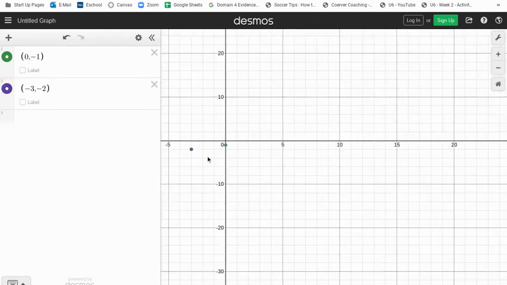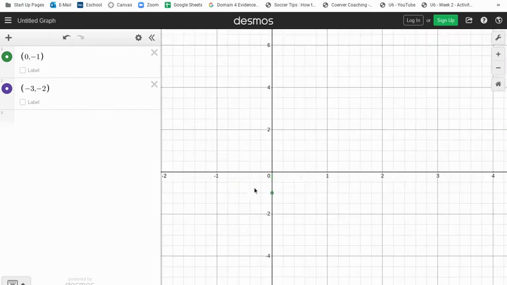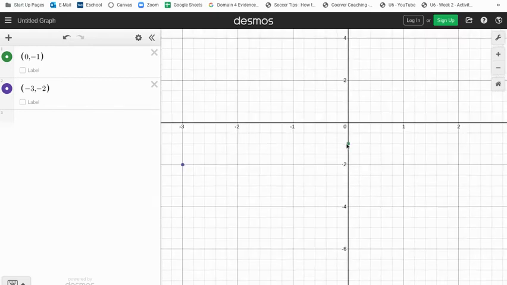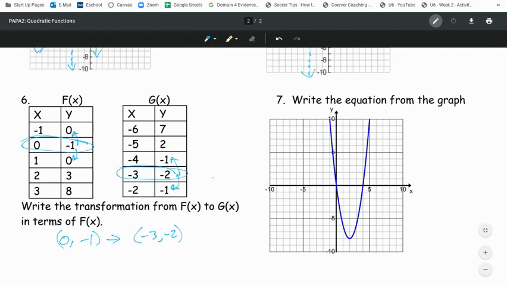And there are my 2 points. Sorry, this graph's a little bit weird. So I want to know, what did I do? I went left 1, 2, 3, and down 1. Left 3, down 1. So that's what I write. Left 3, down 1 unit. So those are the transformations that occurred based off the vertices.